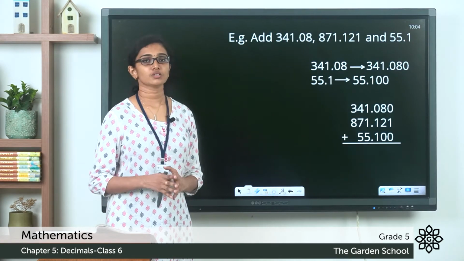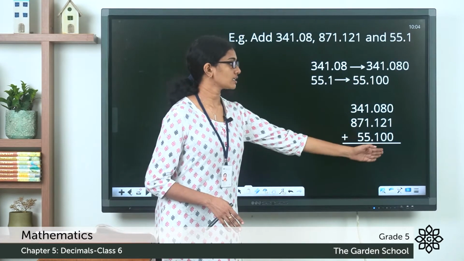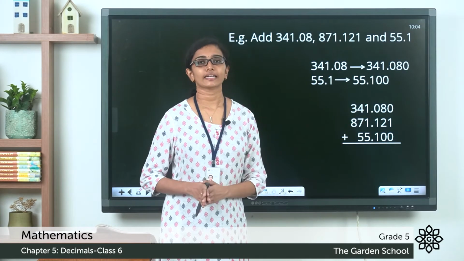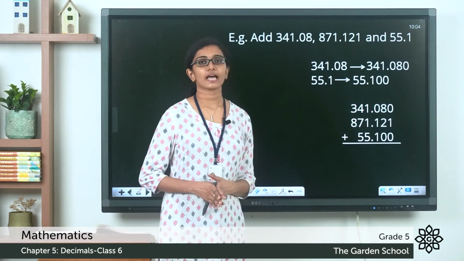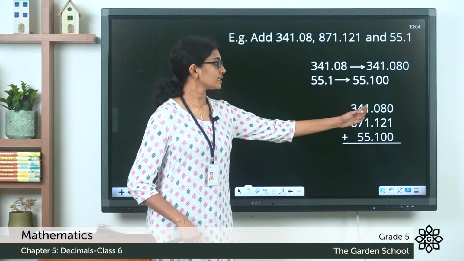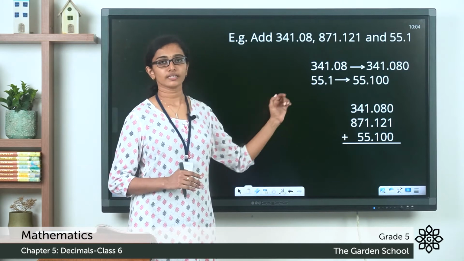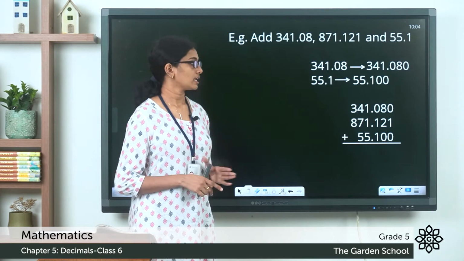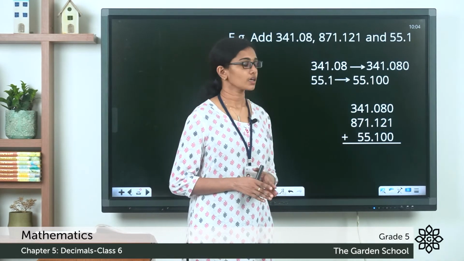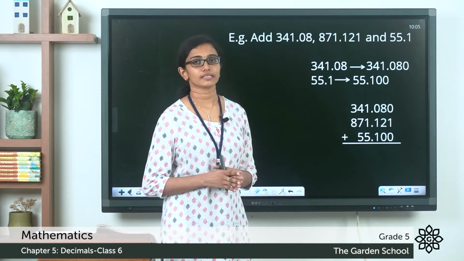Now the next step is to write the like decimals one below the other so that the digits in the same place fall in the same column. So you have the thousandths aligned in the same column, hundredths aligned in the same column, tenths aligned in the same column, and the ones in the same column, the tens and then the hundreds. All the digits are arranged in proper places, and we have made sure that the decimal point is also in the same line. Now we can add the given numbers just like we add whole numbers.